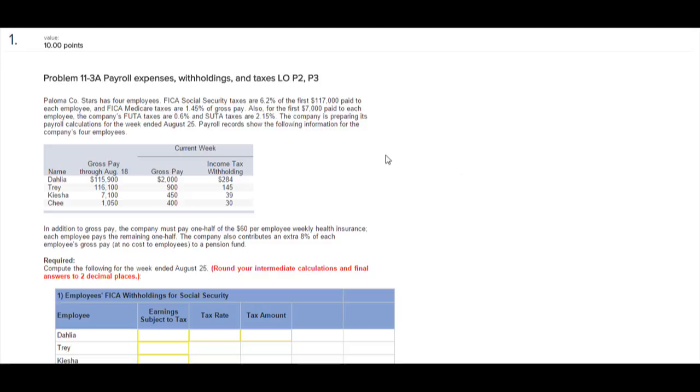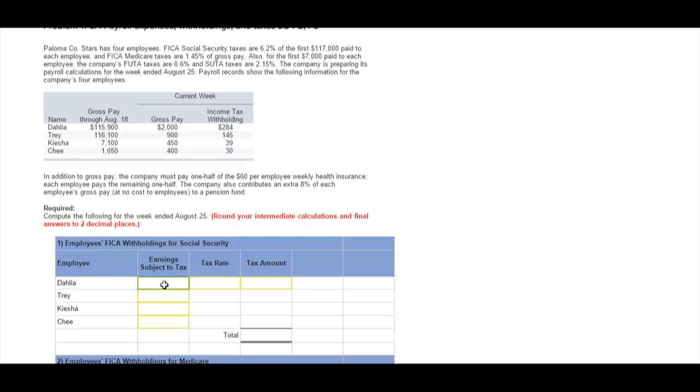Dahlia has already made $115,900. She will only be taxed on $1,100 of the $2,000 she made this week. Multiply the $1,100 by 0.62 and you get $68.20.